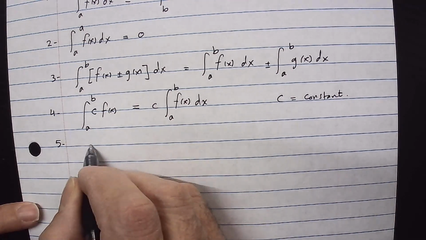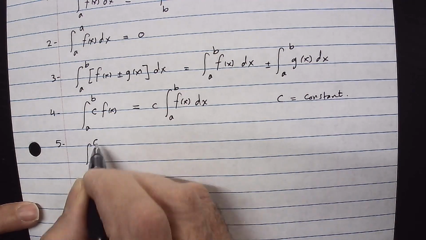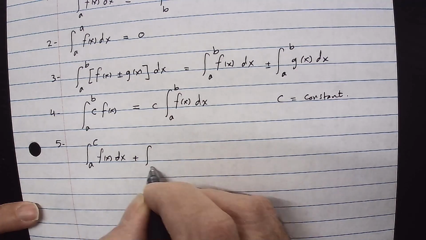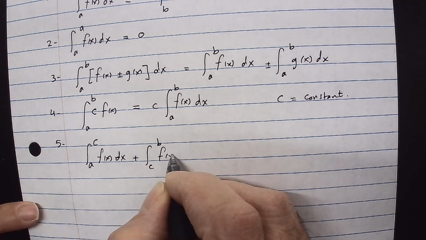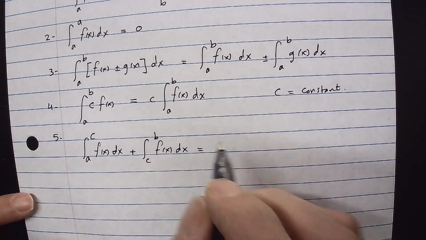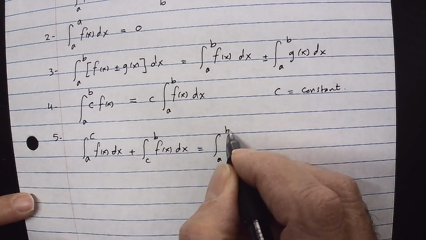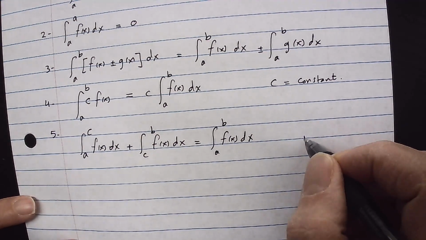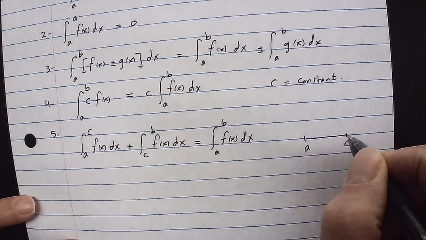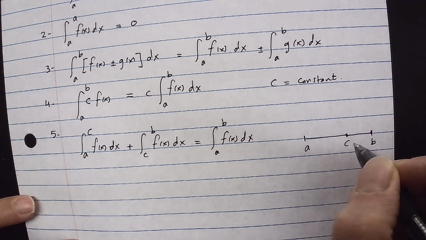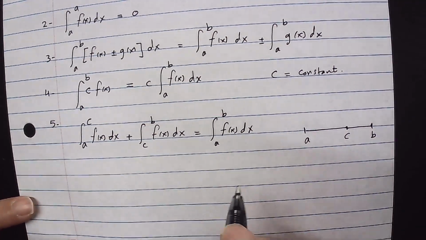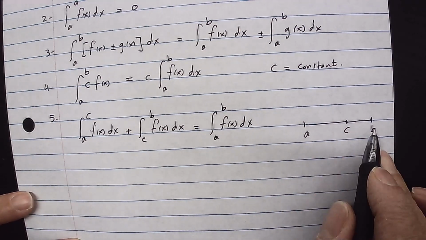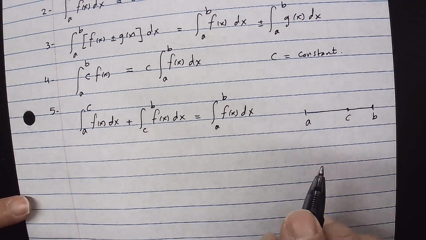Number 5, the integral a to c f of x dx plus the integral c to b f of x dx can be combined to give the integral a to b f of x dx, where here we have a, c, b. That is, c is somewhere between a and b, and therefore we can take a to c plus c to b as one integral from a to b.